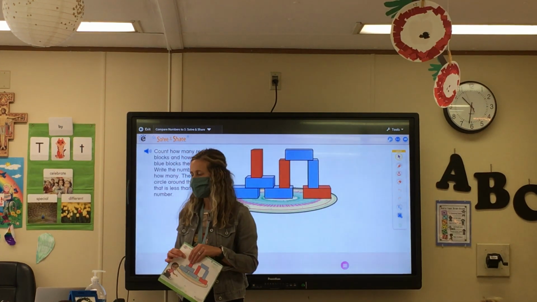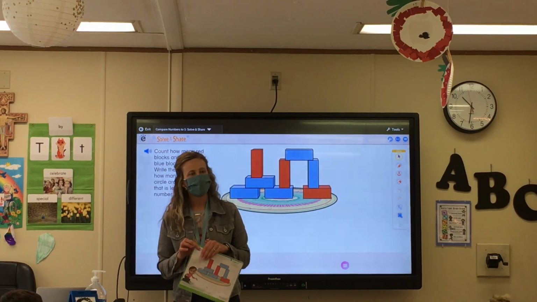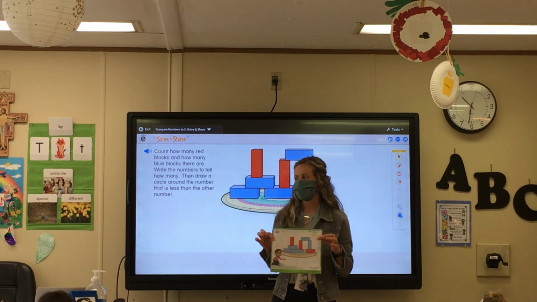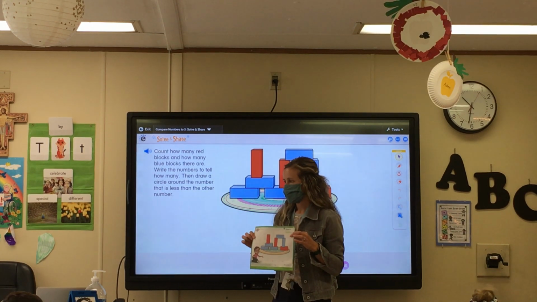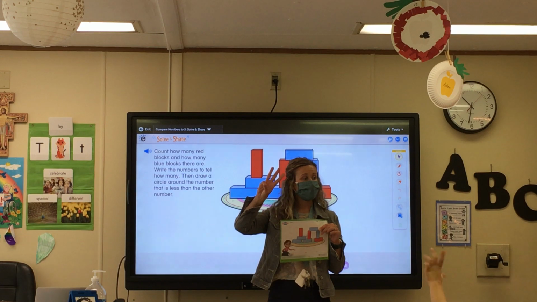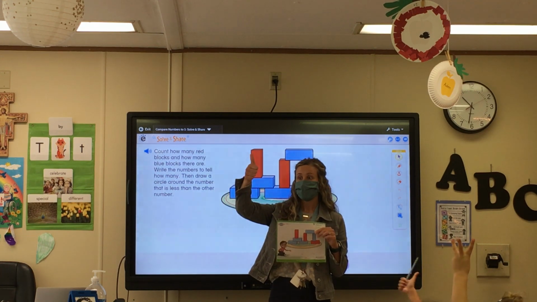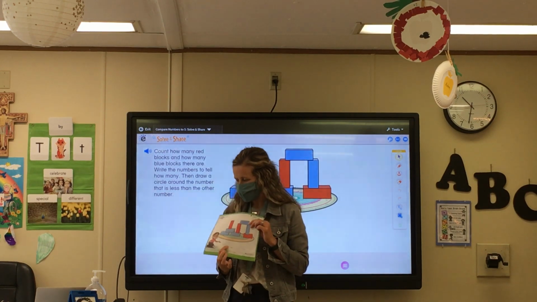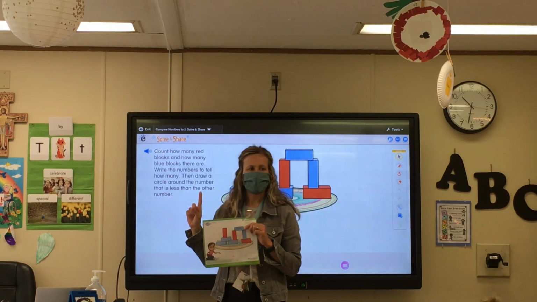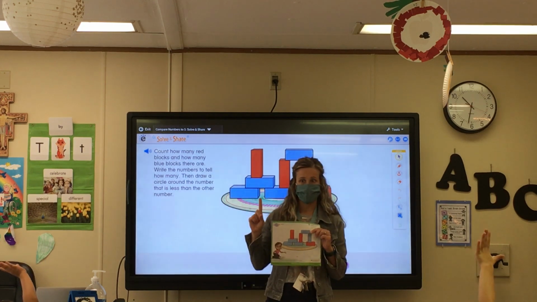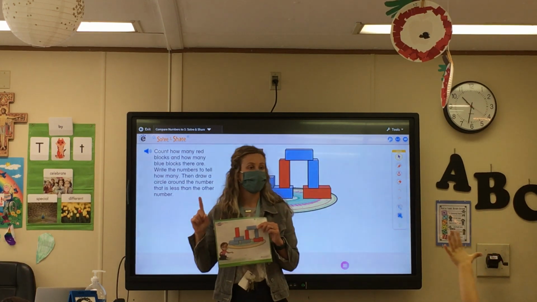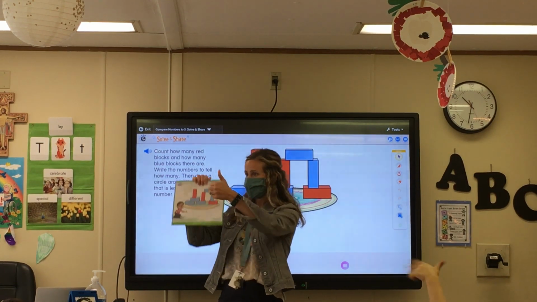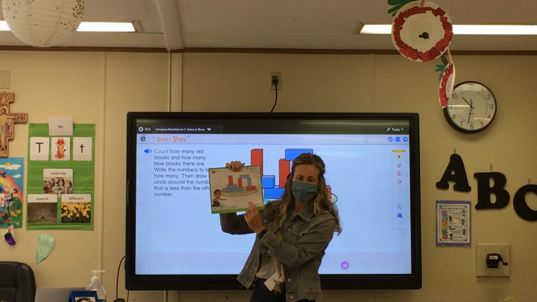So who can tell me, raise your hand, how many red blocks did you count in the picture? Okay, how many red blocks, Victoria? 3. Did everybody count 3 red blocks? Thumbs up? Good. Okay, so 3 is correct. So 3 should be on the first line. Raise your hand and tell me. I'll call on you. How many blue blocks did you count? Jacob, how many blue blocks? 5. Everyone else count 5? Thumbs up. Good. So 5 should have gone on the second line.